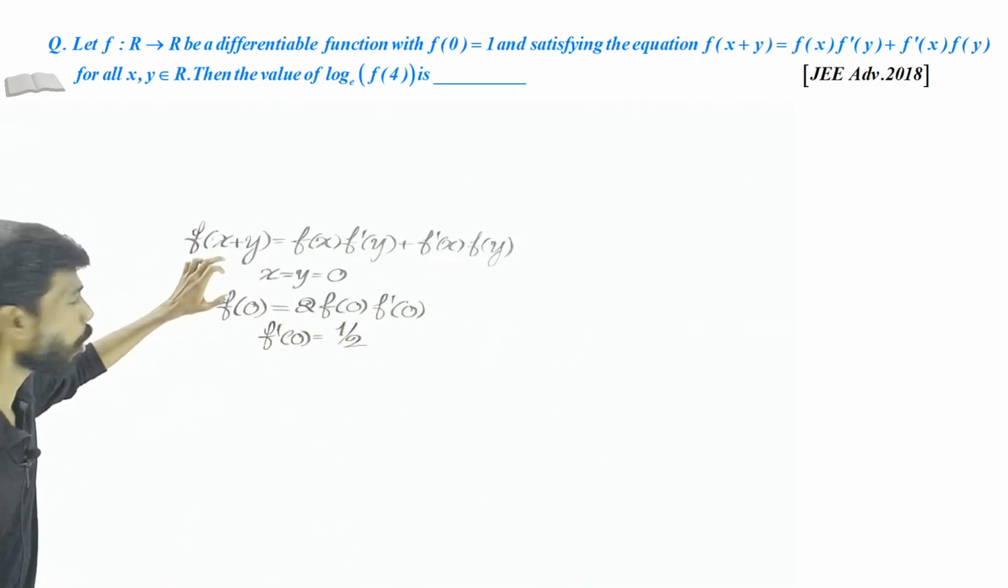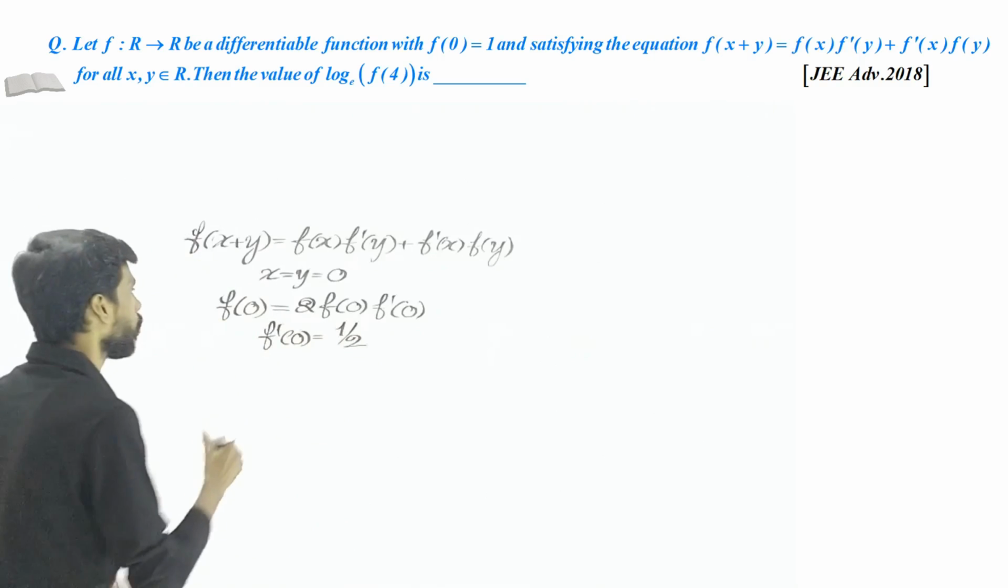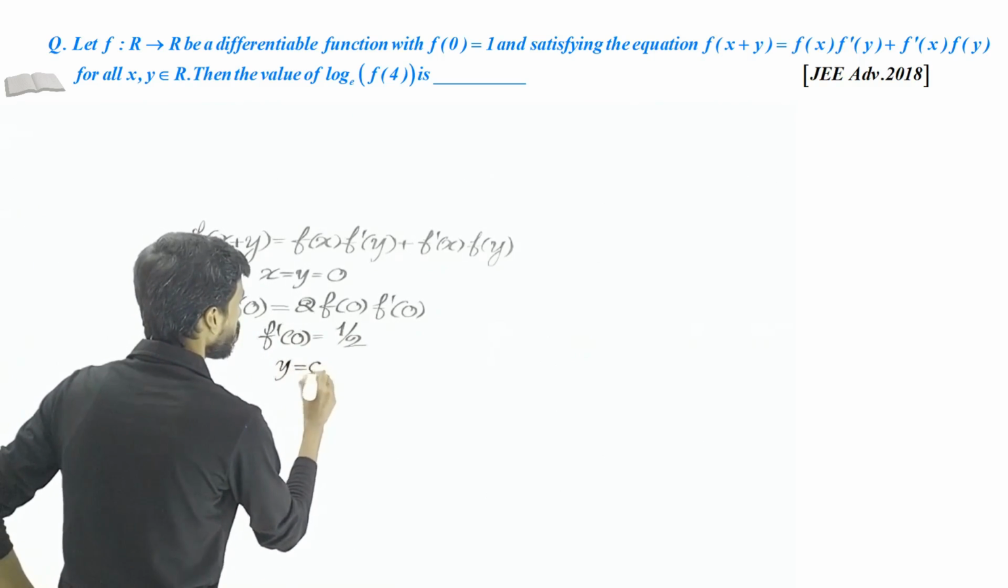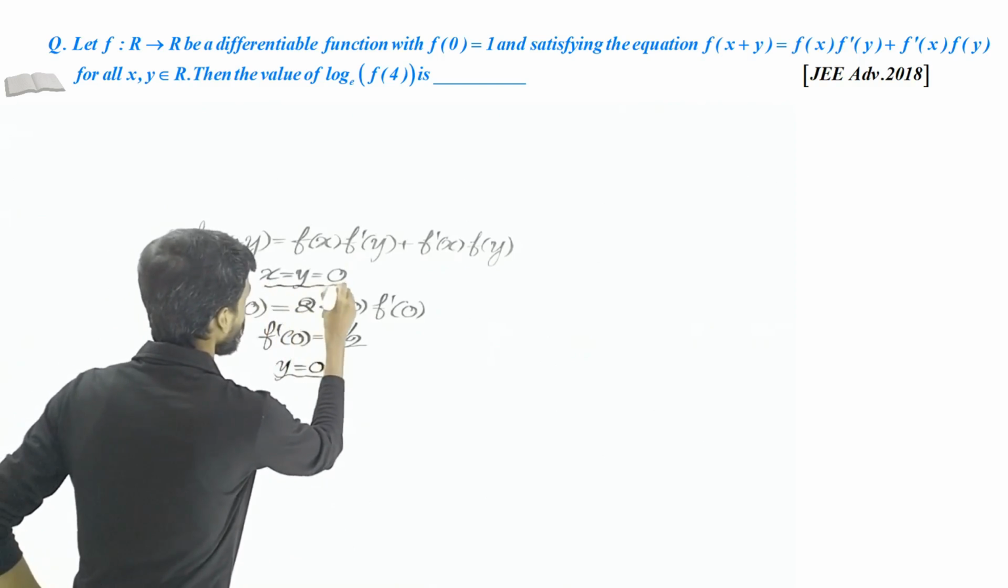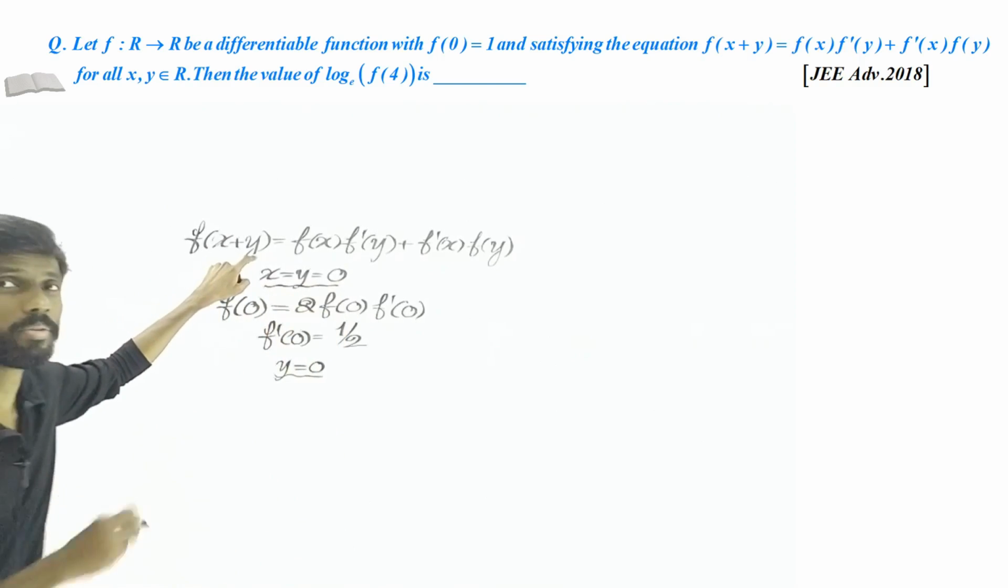Now what you do, you will only substitute the value of y to be 0. Okay, let us substitute the value of y to be 0, not x. So here we substituted both the values. Let's substitute y to be 0. Why do you do that?